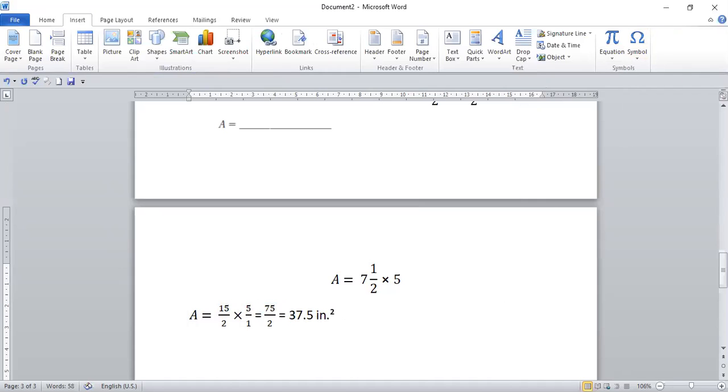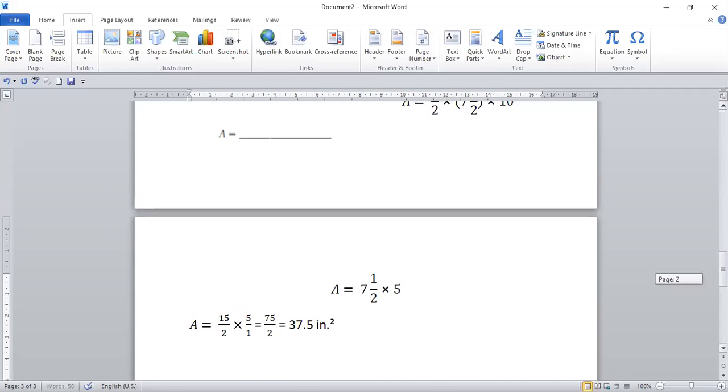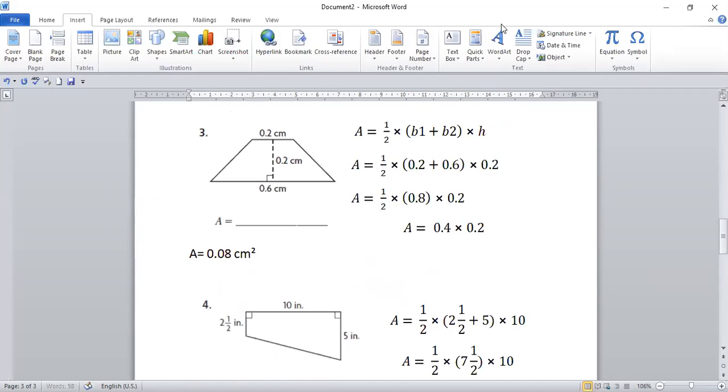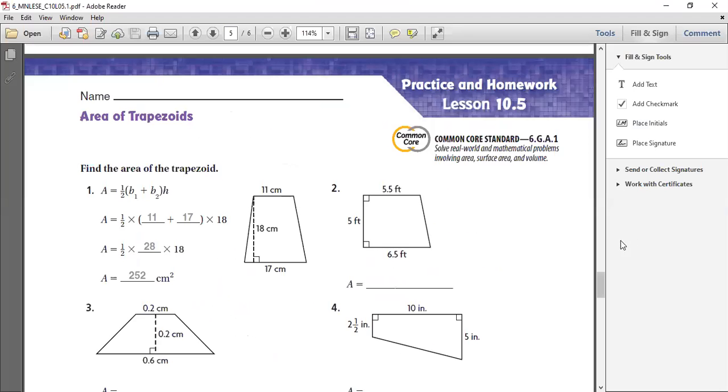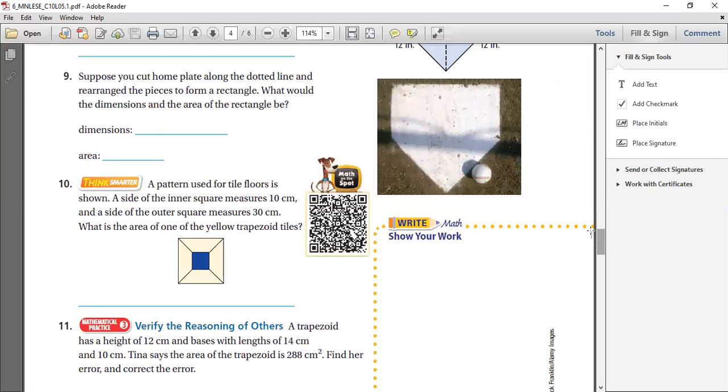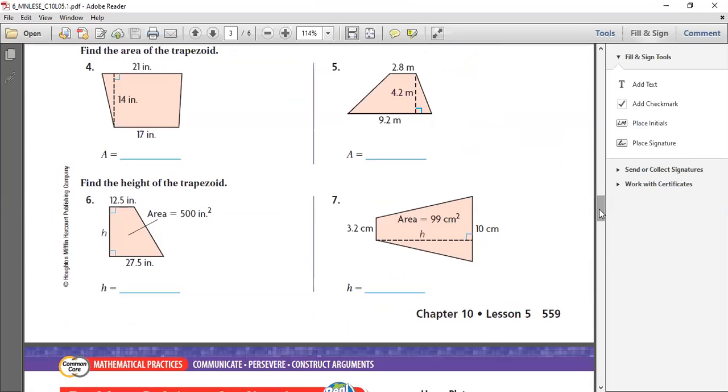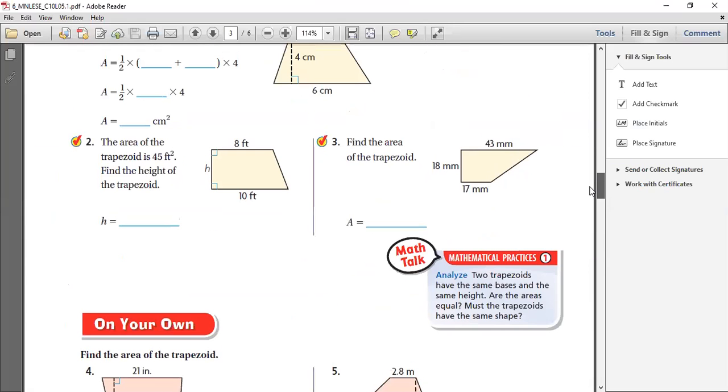Okay, so that's going to be 37.5 square inches. So I hope these answers all what you got was right. So let's move on to the lesson which we left out yesterday. Now, that's going to be the same, but only that they will ask you to find the height or the base, hopefully it's height.